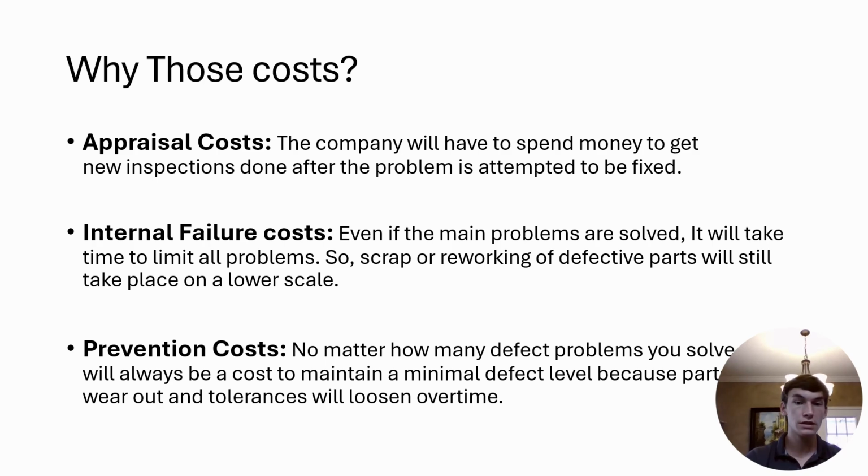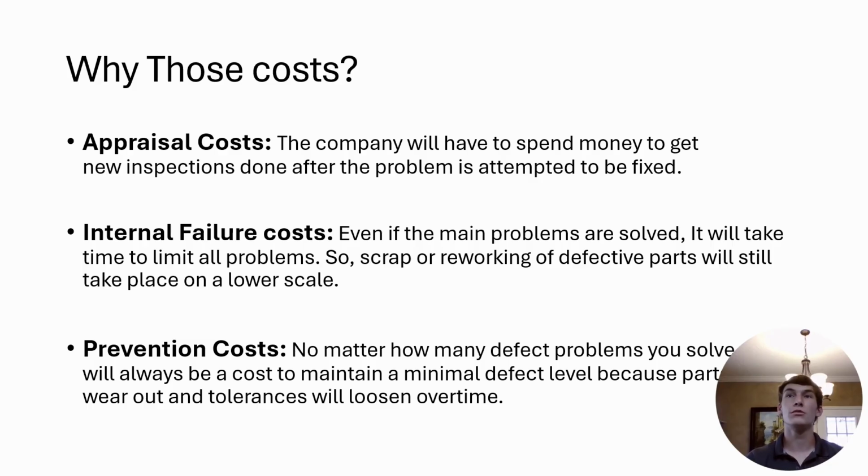Then the last one is prevention costs. No matter how many defect problems you solve, you will always have a cost to maintain to basically keep the minimal defect level the same, because parts will wear out and tolerances will loosen over time. So basically what that's saying is you're going to have to keep constant maintenance on these processes to make sure you don't get these same defective issues again, or the number that we have incurred in this situation.